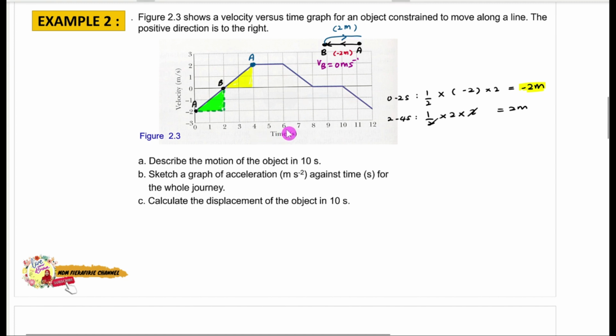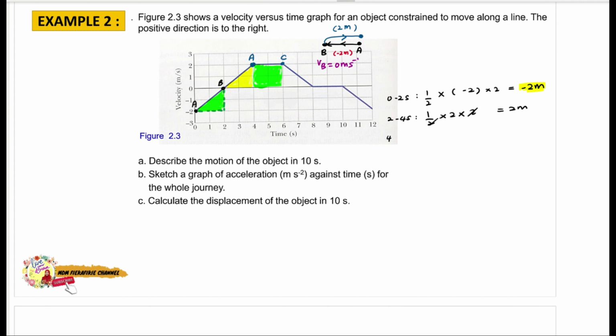From 4 to 6 second, objek itu bergerak tak? Yes, the object is moving because V is constant. From A to this point, okay, kita letaklah nama point ni adalah point C. Objek itu masih bergerak with positive velocity. Bila positive velocity means that the object is moving to the right. Sejauh mana dia bergerak, saya tak tahu. Okay, tetapi saya perlu kira, okay, the area under the graph here. Okay, so kita perlu kira the area under the graph here.